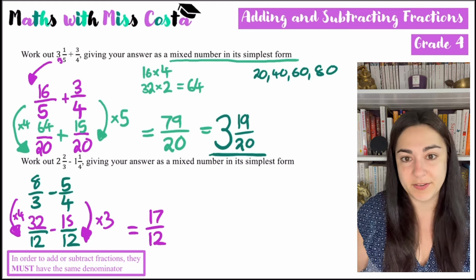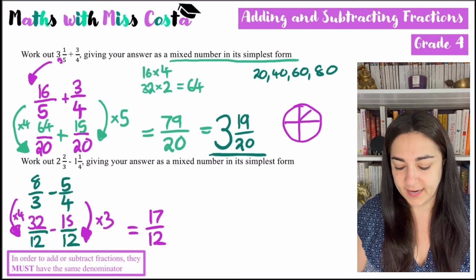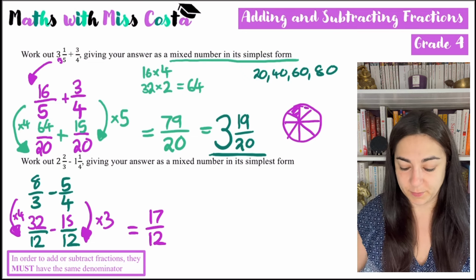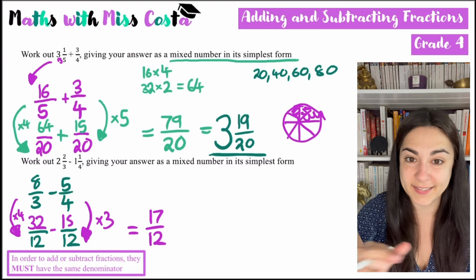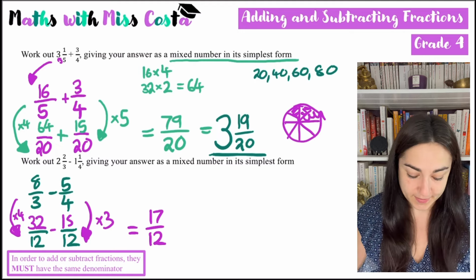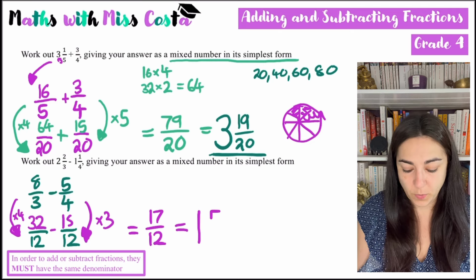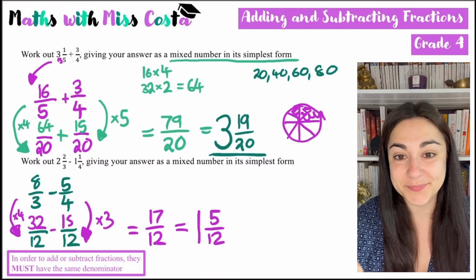Remember, you always keep the denominator the same because it's like if you had, let's say, a pizza and it had 8 slices. If you had 1/8 and then someone else had 2/8, in total that is 3/8. So the denominator stays the same, it's the numerator that changes. So 17 over 12, how many times does 12 fit into 17? 1, remainder 5. And that's how I do those.